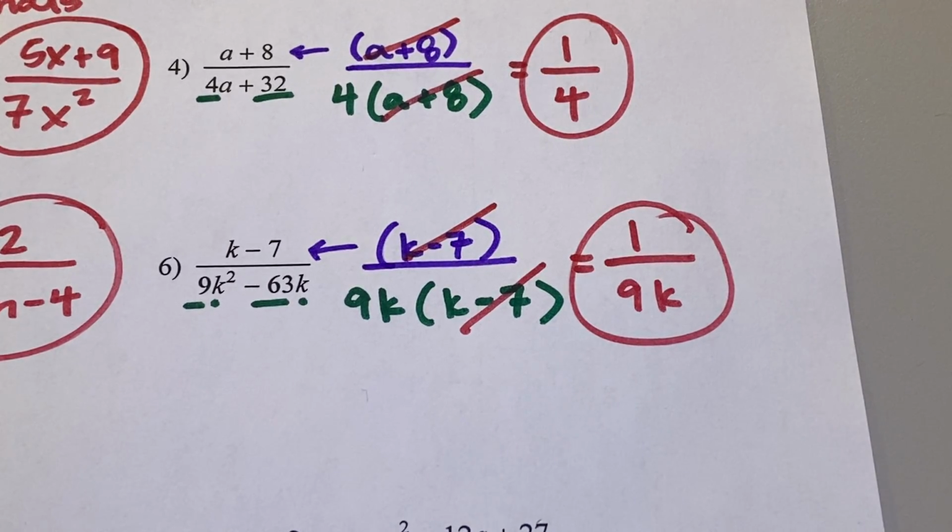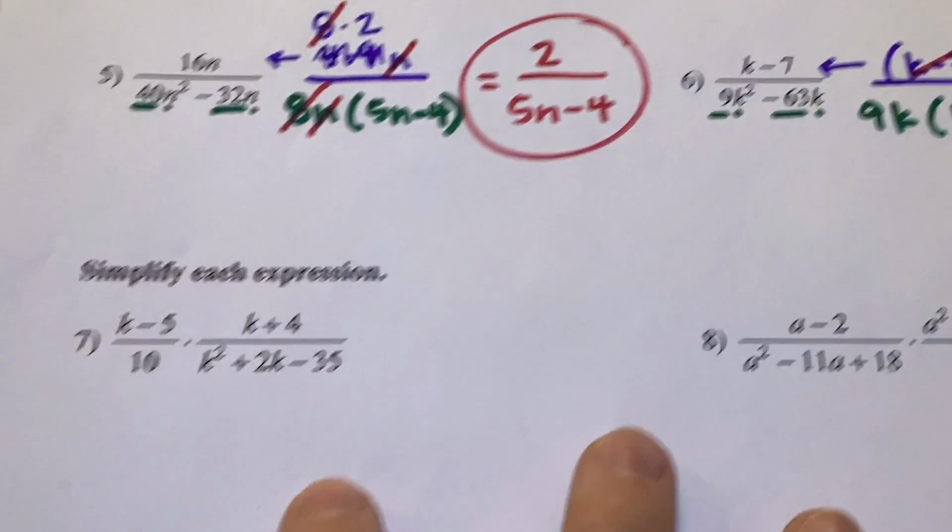Factor the numerator, factor the denominator, cancel things out. How are you feeling? Yeah, I'm doing okay. Feeling super confident. That's actually better than I expected, so that's awesome. Okay, we're taking it up a notch.